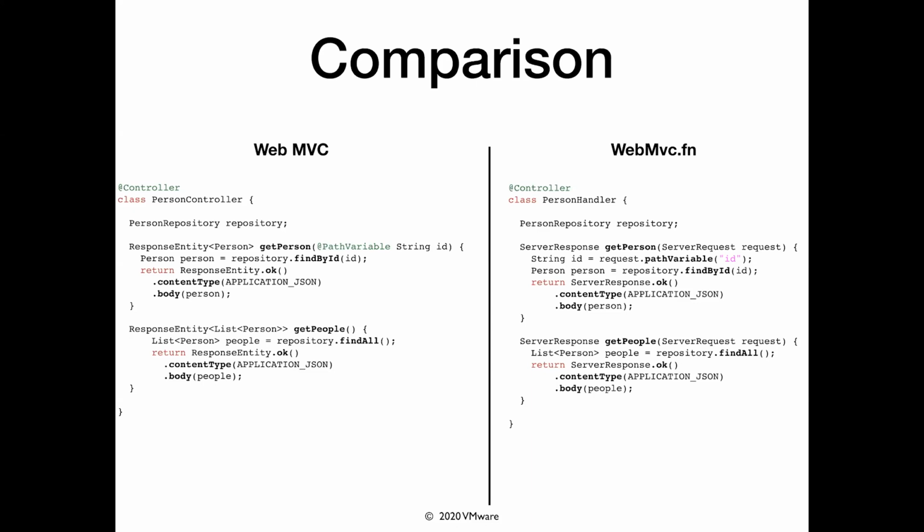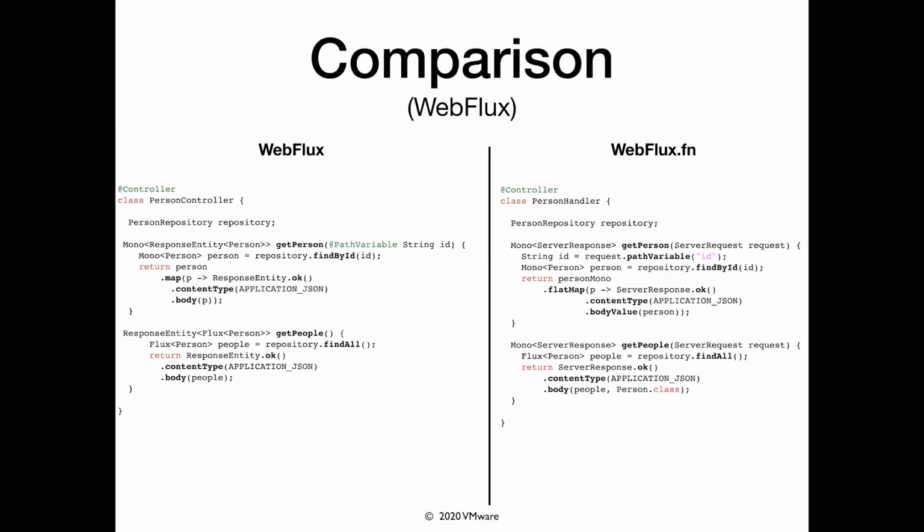I also said I'm going to talk a little bit about WebFlux. So here's one of the slides I have for WebFlux. In WebFlux, what you would do in controller land, right? In Spring WebFlux, rather than returning the response entity, you would return a Mono of response entity. And rather than returning a list of people, you return a Flux of people, right?